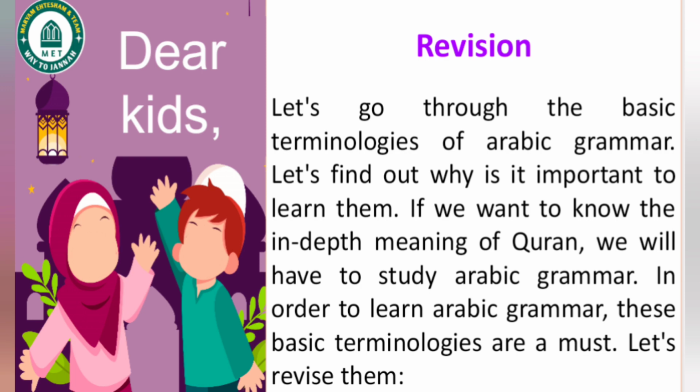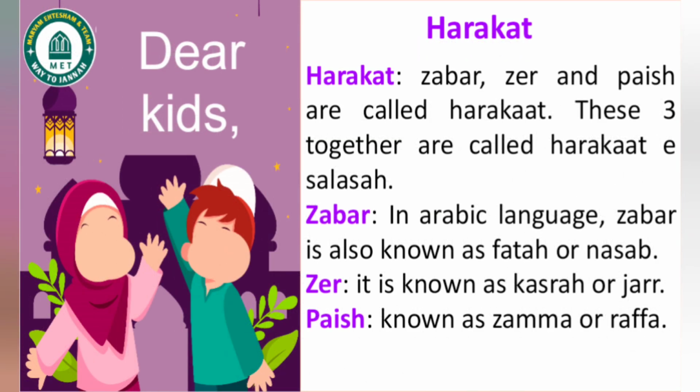Let's revise them. Harakat. Zabar, Zir, and Pesh are called harakat. These three together are called harakat-e-salasa. In Arabic language, Zabar is also known as Fatha or Nasab. Zir is known as Kasrah or Jar. Pesh is known as Dhamma, Zamma, or Rafa.